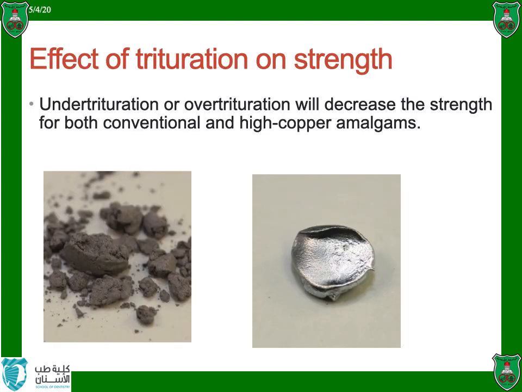The first factor is the effect of trituration on strength. Of course, we learned last time how to mix the amalgam according to the manufacturer's instructions, and we saw the difference between under trituration and over trituration. Now both under and over trituration will decrease the strength for both the conventional and high copper amalgam, so it's important to mix the capsule very well.